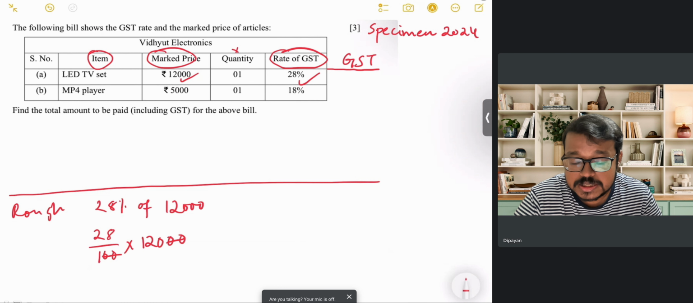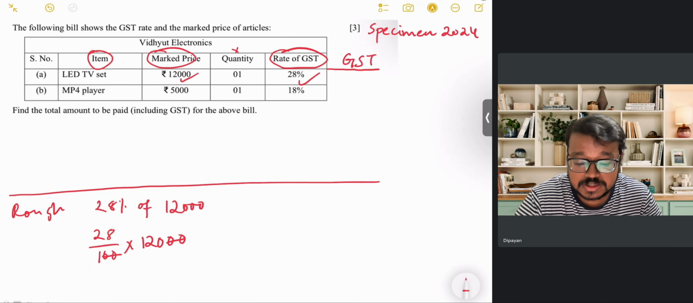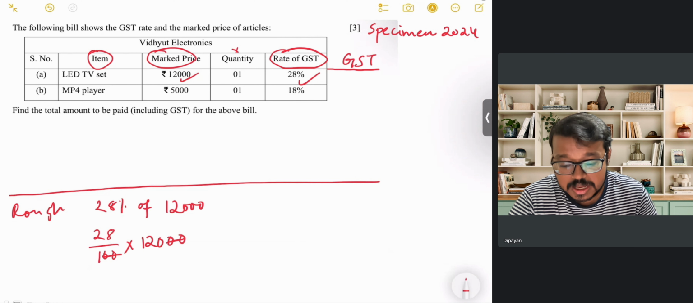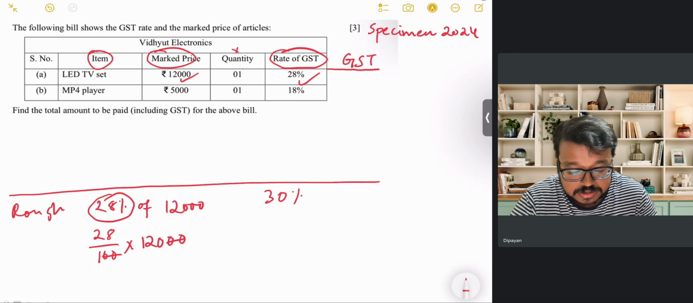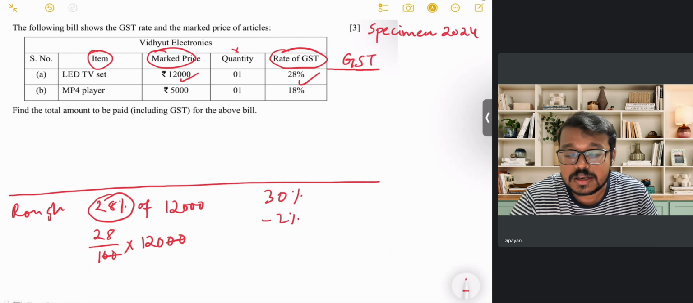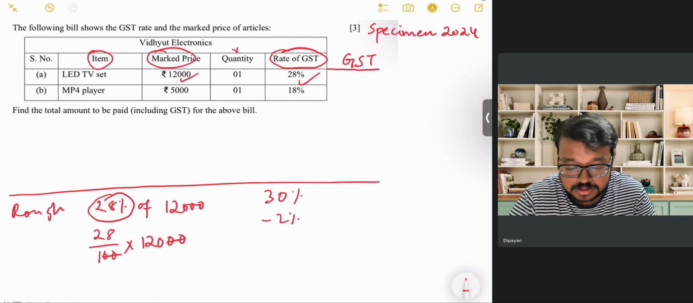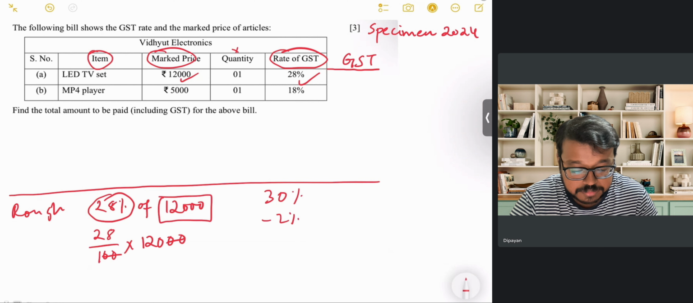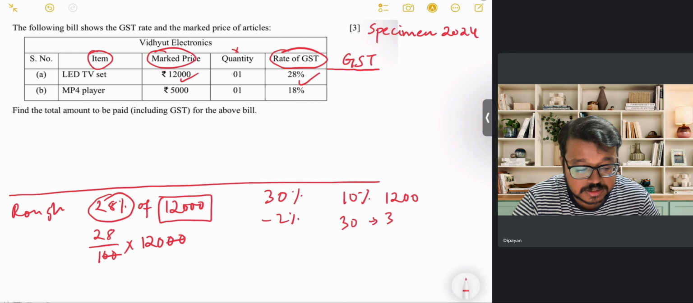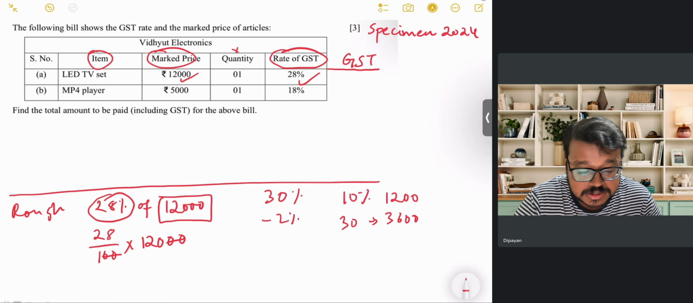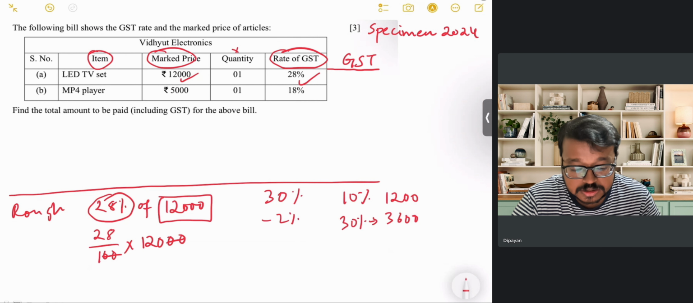Another way of calculating percentages which I find convenient is to look at 10% of the given number. Now 28% is the same as 30% minus 2%. To calculate 10%, it's very easy. The number is 12,000. So 10% of 12,000 is just to remove a 0, which is 1200. Now 30% is 3 times of that. 12 times 3 is 36. So 3,600 is 30%.